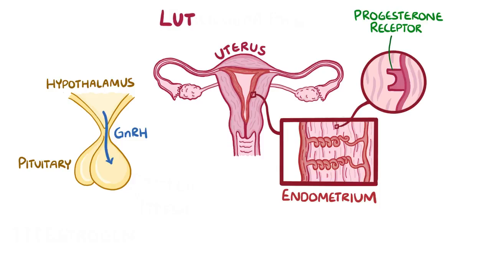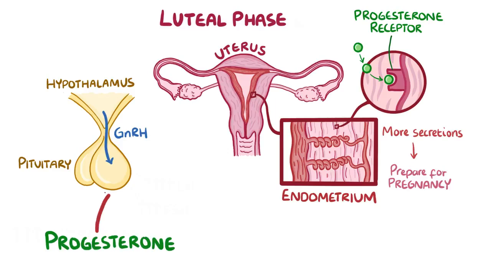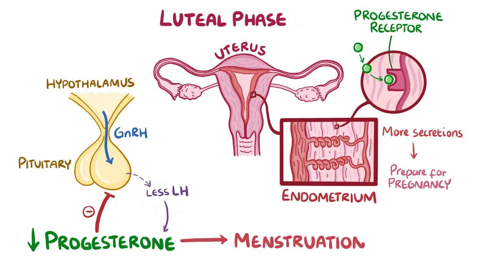Then, when we get to the luteal phase, progesterone binds to receptors in the endometrium, and that stimulates the endometrial glands to produce more secretions that prepare the uterus for a potential pregnancy. Progesterone actually acts as a negative feedback signal during this luteal phase, so the pituitary secretes less LH, and in turn, the levels of progesterone decrease as well. And then menstruation follows.